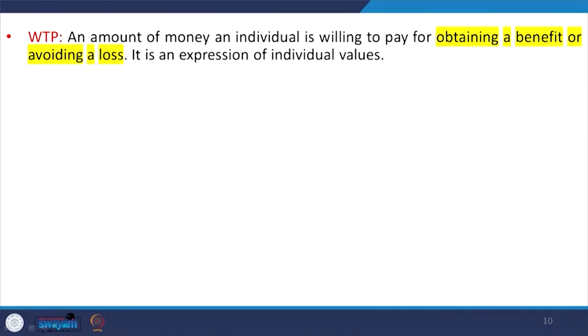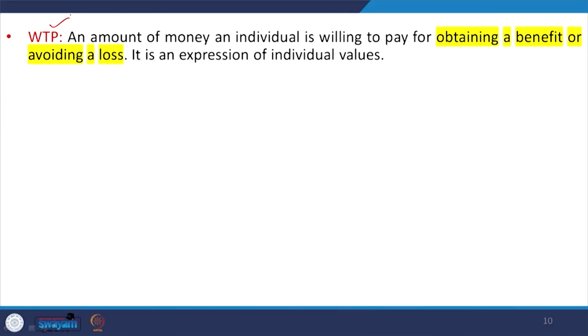And as you understand, we have already defined what willingness to pay is. Systematically, you can say it is an amount of money an individual is willing to pay for obtaining a benefit or even to avoid a particular loss. So, this is termed willingness to pay. Again, this willingness to pay can differ from person to person based on individual values, on how a particular person values the benefit or values the loss that he wants to avoid.